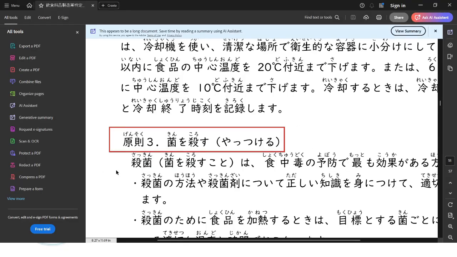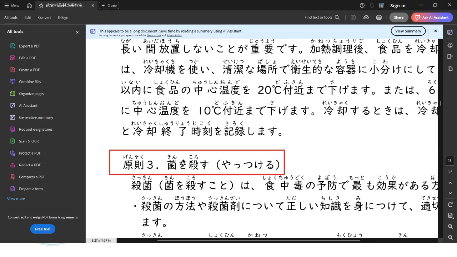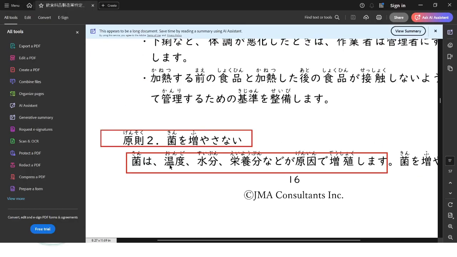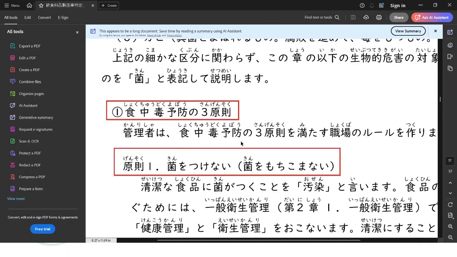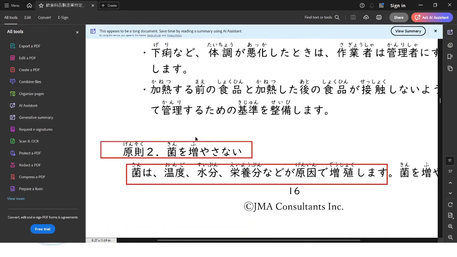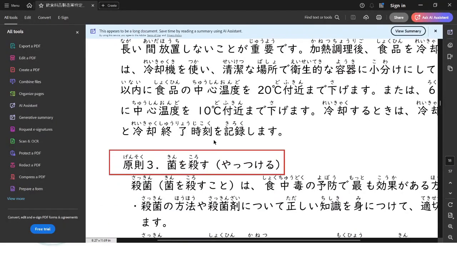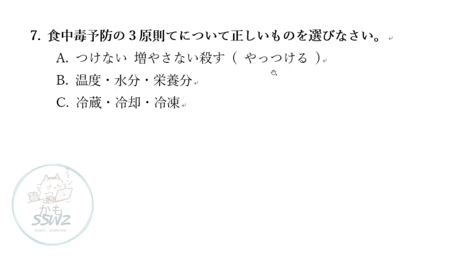So there are three principles for preventing food poisoning. First is do not bring them in, do not touch them. Second is do not let them grow. And last is kill the bacteria. So the right answer for the seventh question is A.